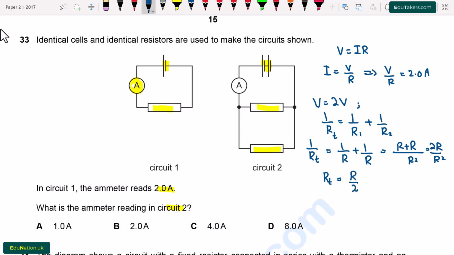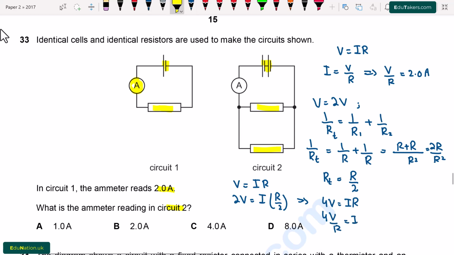Here again I use Ohm's law. V is equal to IR. In the case of circuit 2, V is equal to 2V. Current I write as it is and R is equal to R by 2. So this will be equal to 4V is equal to IR. Now I am going to put the value here. 4V over R is equal to I.